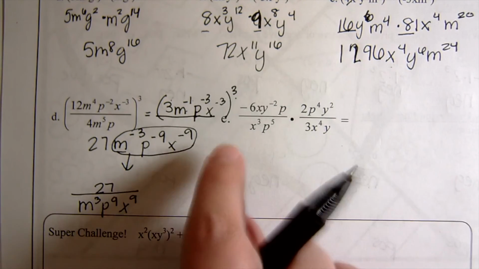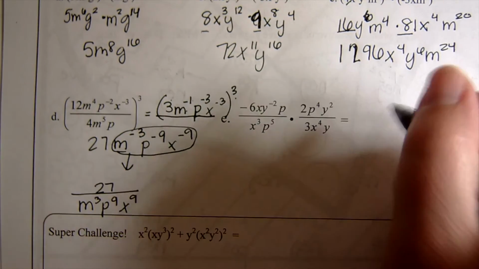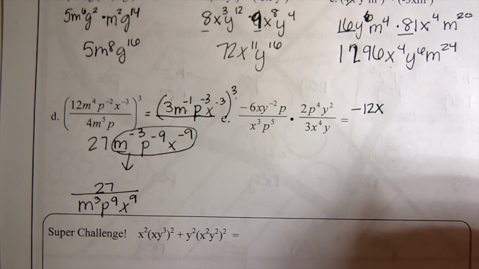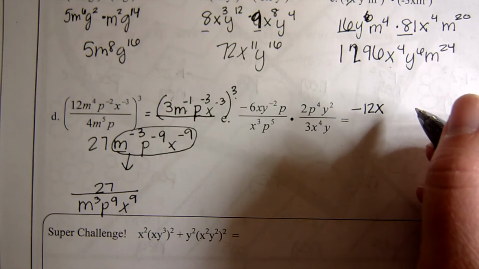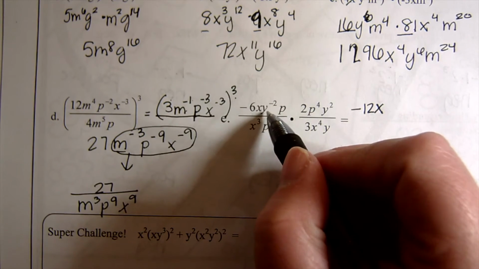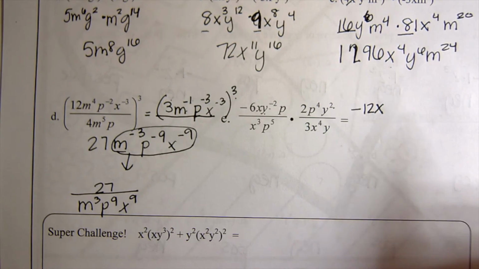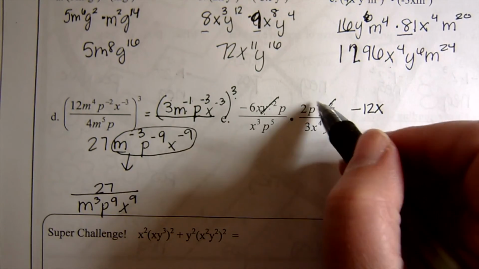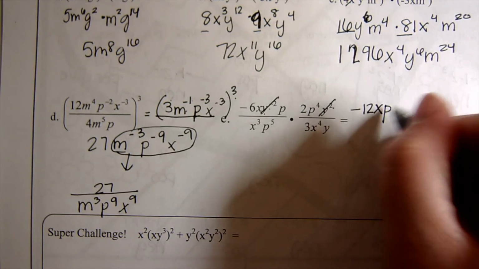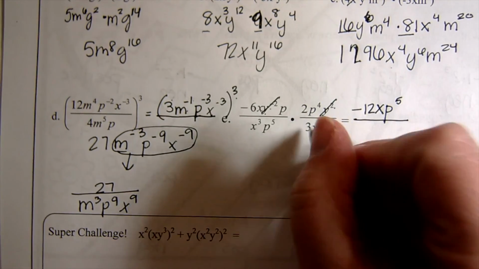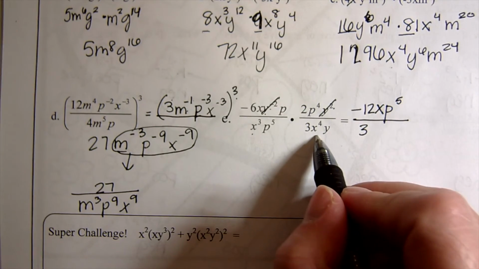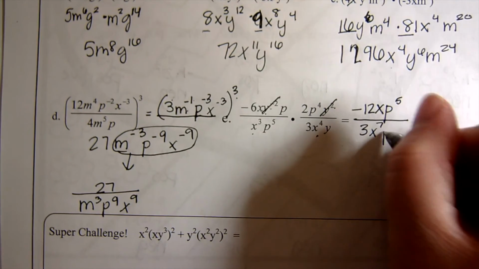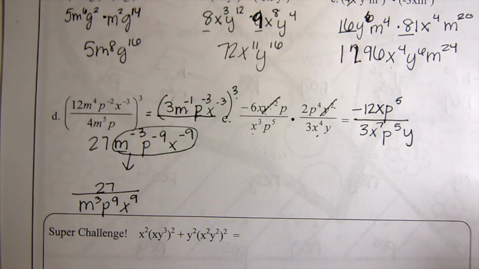Alright, E, I would multiply first. So negative 6 times 2 gives me negative 12. X doesn't combine with anything. It just stays x. What about y? You're adding negative 2 plus positive 2. So it's 0. So we don't even really need to write that because those basically cancel out. And then p times p to the 4th is p to the 5th. Over, I'm going to go ahead and write my 3 first. X cubed and x to the 4th. We multiply those and get x to the 7th. And then p to the 5th and y.